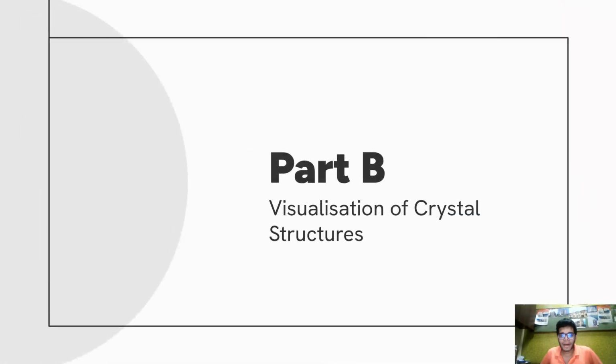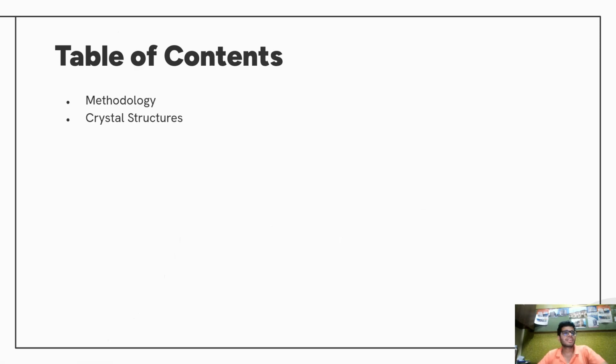So let's get started with part B of this assignment, visualization of crystal structures. In this part, we were given a CIF file of PbTiO3 and we were supposed to make changes in it and obtain different crystals. So first I will discuss how I did this part, and then the different crystals I made.